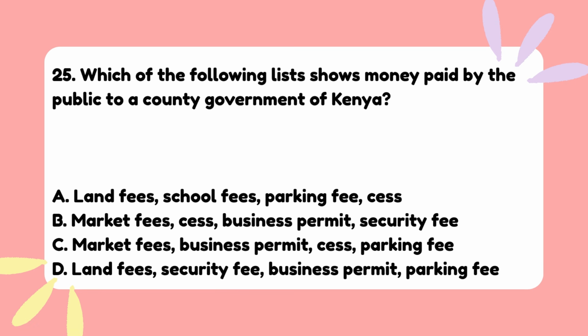25. Which of the following lists shows money paid by the public to a county government of Kenya? A. Land fees, school fees, parking fees, cess. B. Market fees, cess, business permit, security fee. C. Market fees, business permit, cess, parking fee. D. Land fees, security fee, business permit, parking fee.